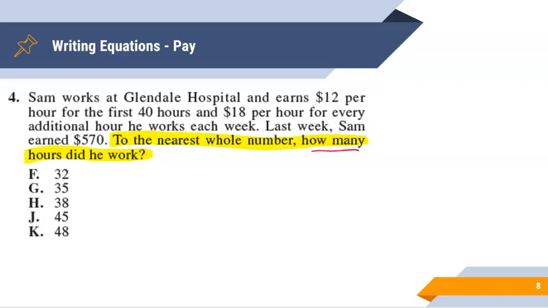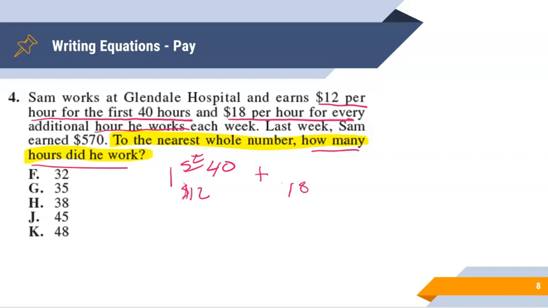Want to know how many hours did he work? How many hours did Sam work? Well, if we look at this, it looks like Sam gets $12 an hour for the first 40 hours. So for the first 40, he gets $12. And then he gets 18 per hour for every additional hour he works. So then he gets $18 for doing extra work over 40 hours a week. And they're saying that he earned a total of $570.